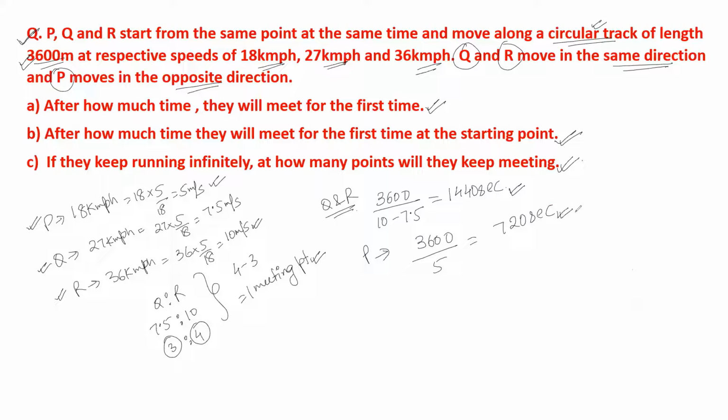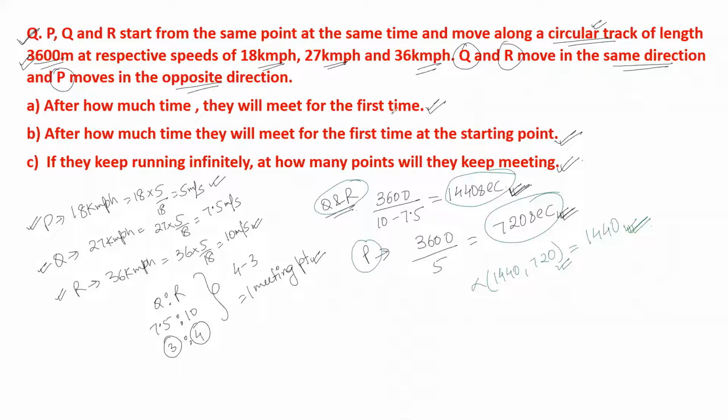So that means P would be at the starting point after every 720 seconds, and Q and R would be meeting at the starting point after every 1440 seconds. So the time taken by Q, R and P to meet for the first time at the starting point would be simply the LCM of 1440 and 720, which would be 1440. So that means after every 1440 seconds, all these three persons, that is P, Q and R, would be meeting, and this meeting point would be at the starting point.